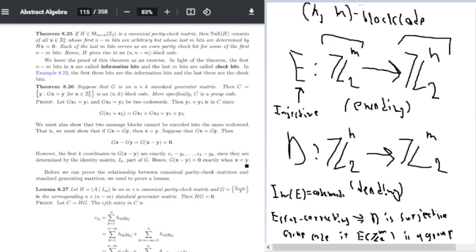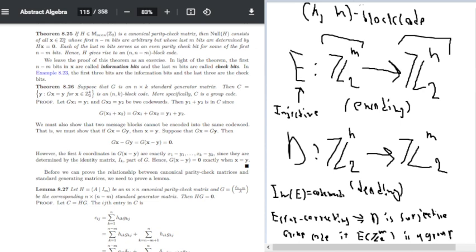Theorem 8.26. Suppose that G is an n times k standard generator matrix. Then C is equal to the set of y such that Gx equals y for x in Z mod 2 to the k is an n, k block code. More specifically, C is a group code.